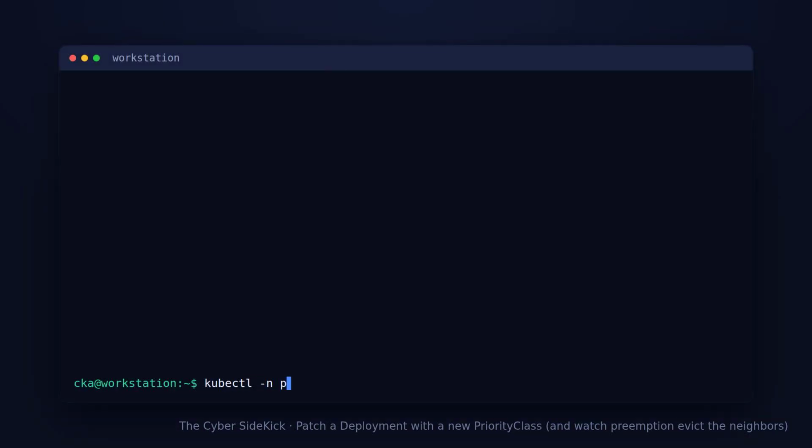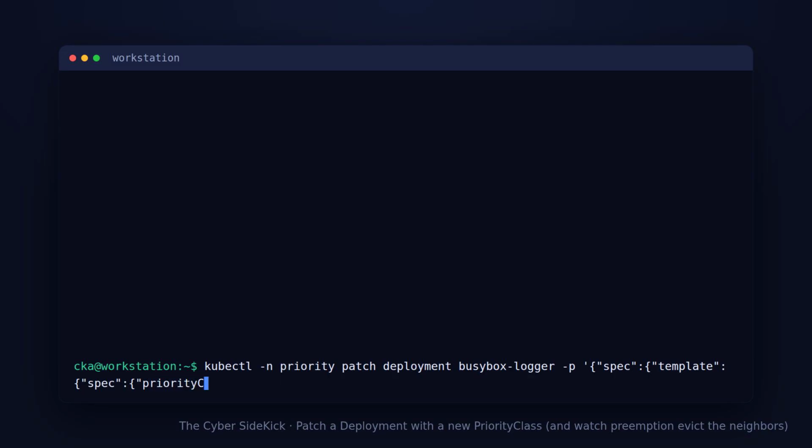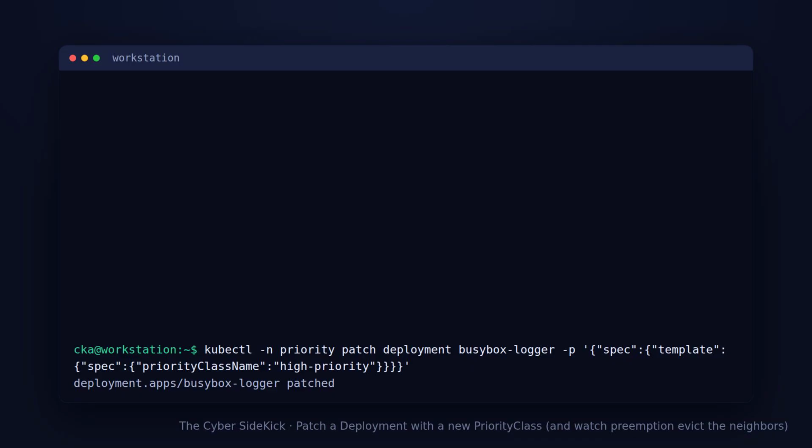Part 2. Patch the deployment. The field lives in the pod template. Spec, template, spec. priorityClassName set to high priority. kubectl patch with a small JSON snippet does it in one command. kubectl edit gets you to the same place if you prefer an editor. The docs show the exact field under the pod spec. The moment this lands, the deployment controller starts a rolling update. It must bring up new pods that carry priority 999,999 on a node that has no space for them. Watch what the scheduler does about that.